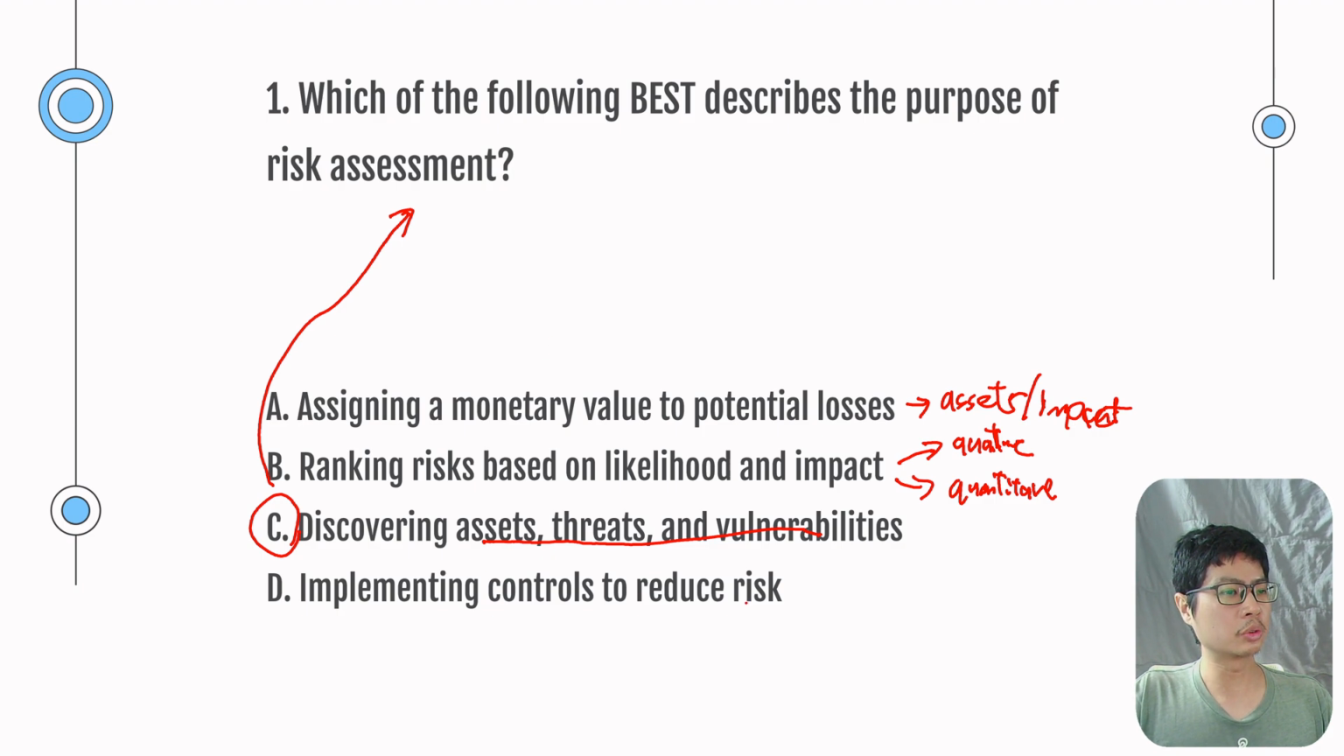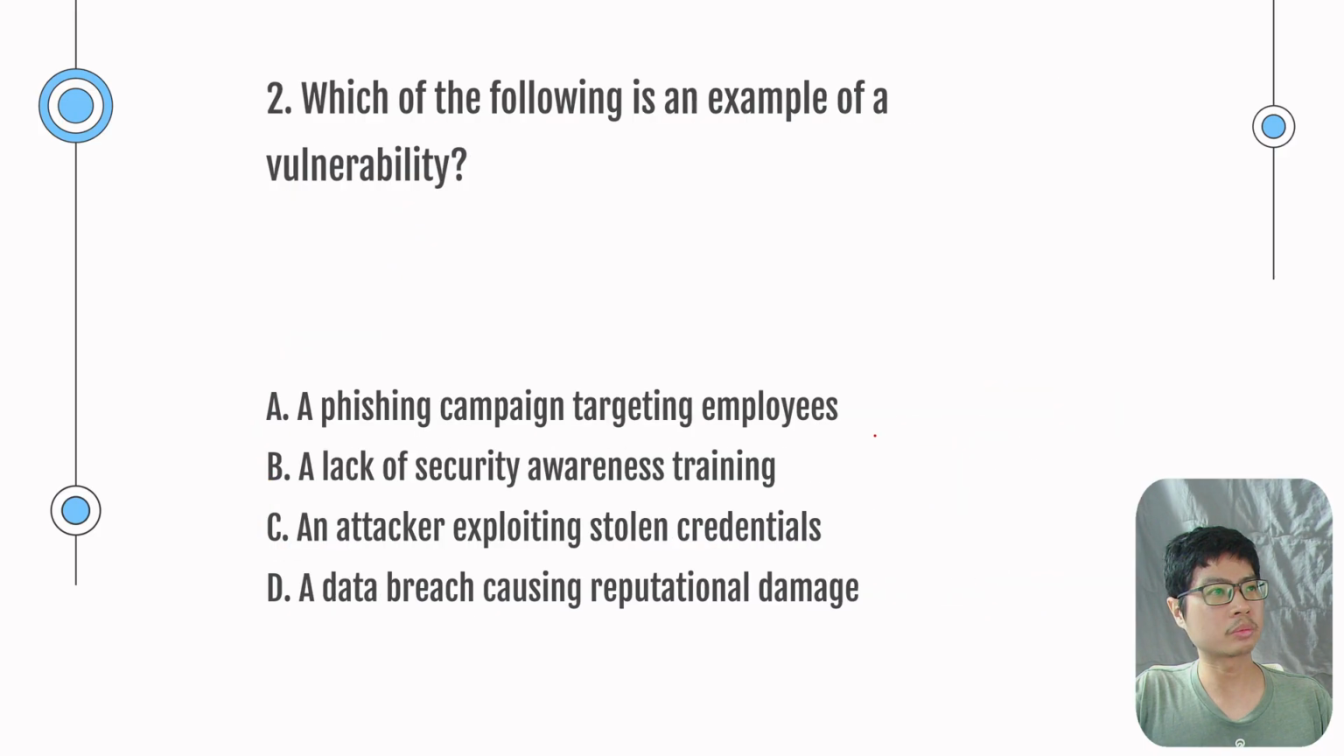Implementing controls to reduce risk. So this is more towards the risk mitigation side of things, which we haven't even spoken about, because now we are assessing the risk. We haven't even looked into mitigating the risk yet. Okay, so let's move to question 2.